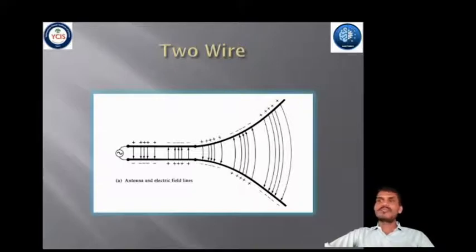In some mathematical formulas, it is often convenient to introduce equivalent magnetic charges and magnetic current to draw a parallel between solutions involving electric and magnetic sources. Now the electric field lines are drawn between the two conductors. These are the electric field lines drawn between the two conductors.